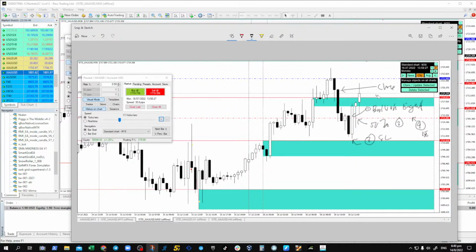Close M15 SZ, supply zone. Okay, so that's our trade plan. Put this into our journal. This is trade number 17 for the month.